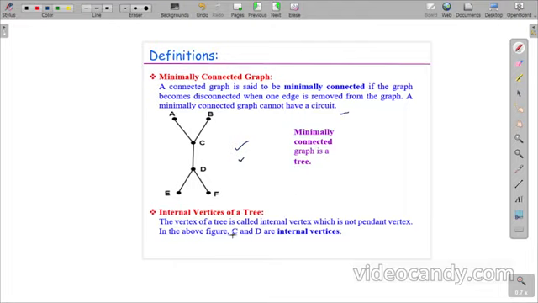Internal vertices of a tree. A vertex of a tree which is not a pendant vertex is called an internal vertex. In the above diagram, C and D are internal vertices.